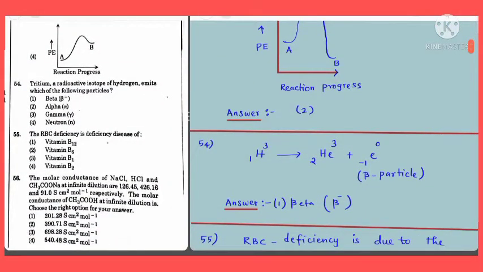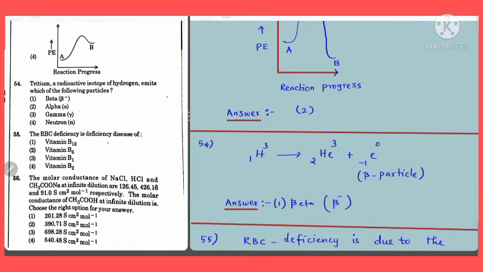Tritium is a radioactive isotope of hydrogen. It undergoes spontaneous decay and emits rays, isn't it? Which of the following ray or particle is emitted when tritium undergoes radioactive decay?